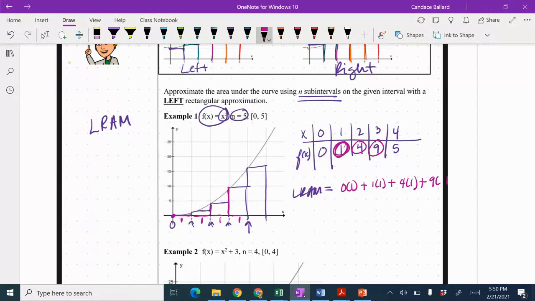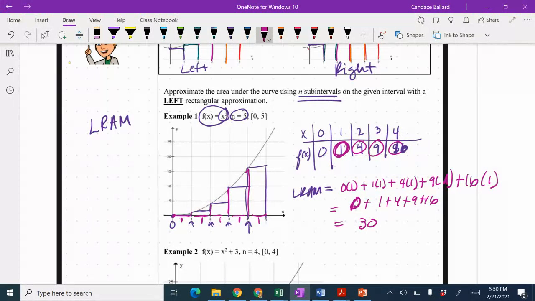So 9 times 1. And then finally my height on 4 that we calculated was 16, and my distance in between is still 1. So 16 times 1. Then I multiply that together and I add it up. So I'd really have 0 plus 1 plus 4 plus 9 plus 16. When I add all of that up, I get 30.